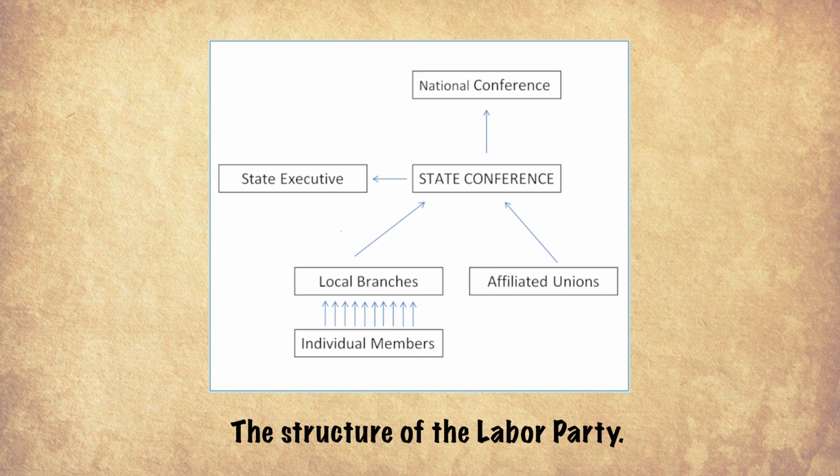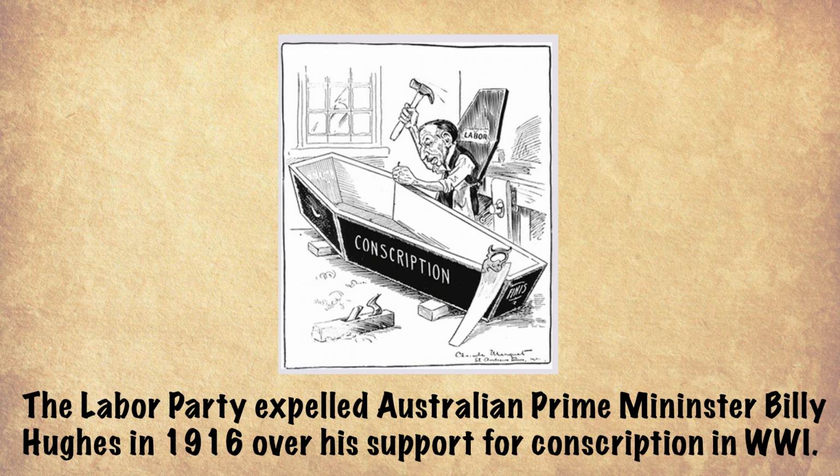In practice, it has often been difficult for the Labor Party to control its politicians, but in extreme cases, the party has asserted its authority and expelled disobedient politicians from the party. The biggest example of that was in 1916, when the Labor Party expelled its Prime Minister Billy Hughes and dozens of other politicians from the party because they supported conscription in World War I, and the Labor Party was firmly opposed to conscription.